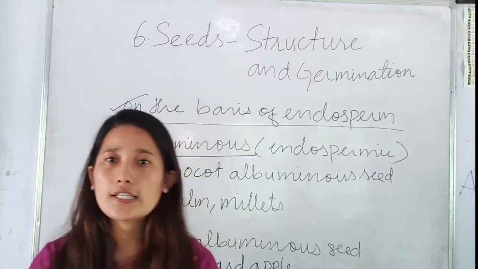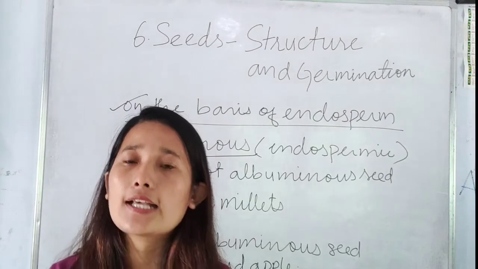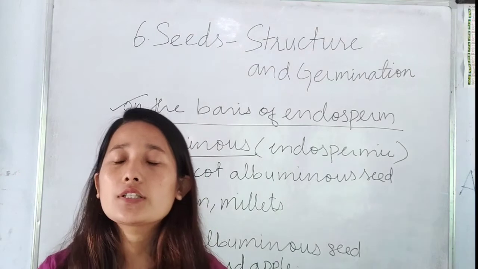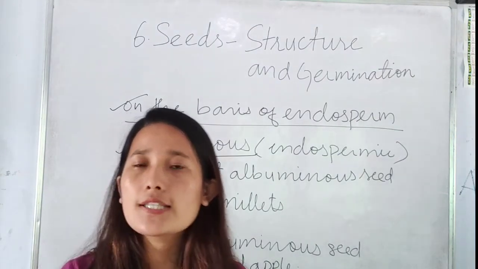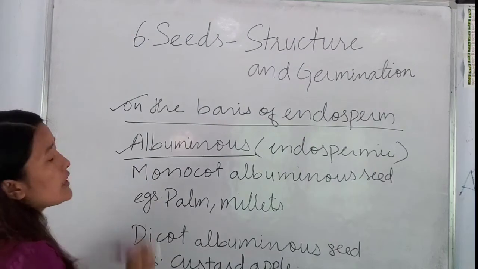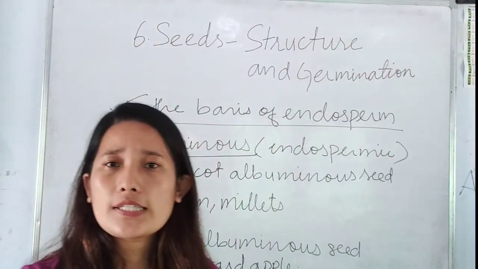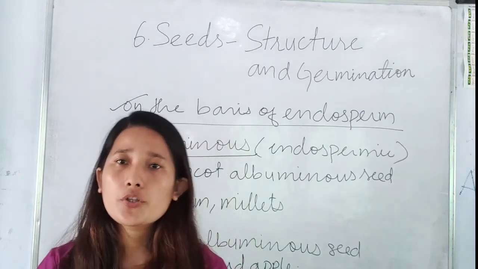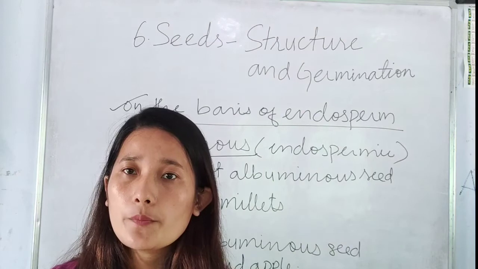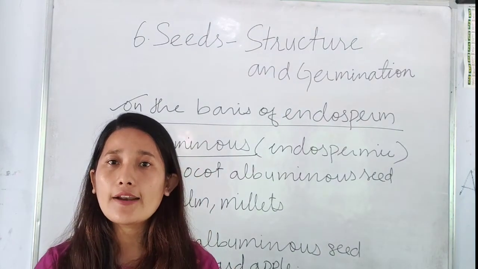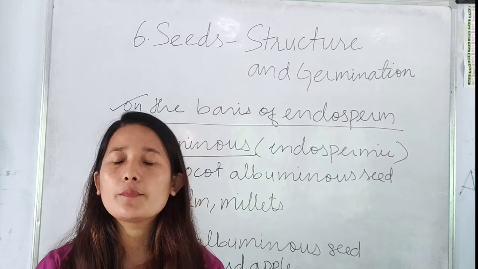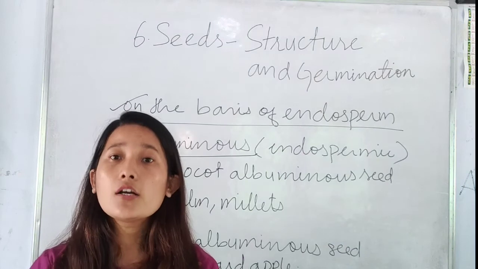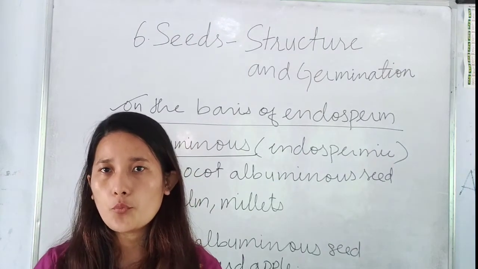Albuminous seed is also referred to as endospermic seed, and ex-albuminous seed as non-endospermic seed. First let us discuss albuminous seed. Albuminous seeds are mainly present in monocot seeds. In this case the major portion of the seed is covered by the endosperm region and the cotyledons are very minimal. Only a thin membrane of cotyledon is present. Most of the region of the seed is covered by endosperm. This is usually found in monocot seeds.